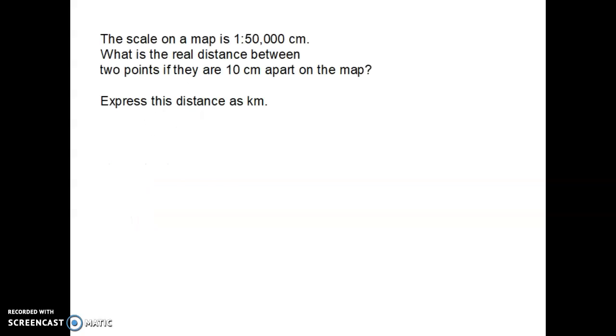We're back to scale ratio here. So the scale of the map is 1 to 50,000 centimeters. What is the real distance between 2 points if they are placed 10 centimeters apart on the map? And we can signify this any way we want. I use an R for real and an M for map. Okay, so on the map, it's 1.